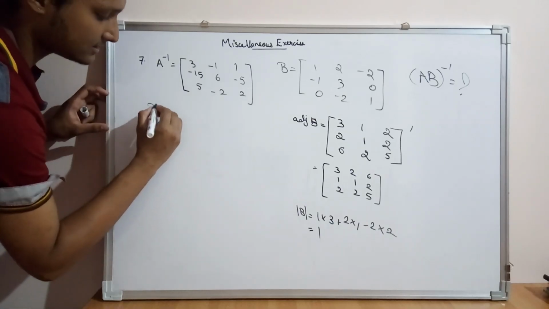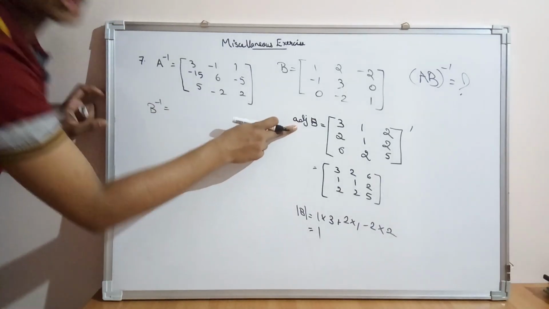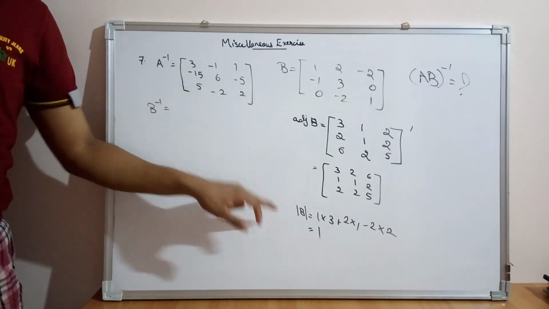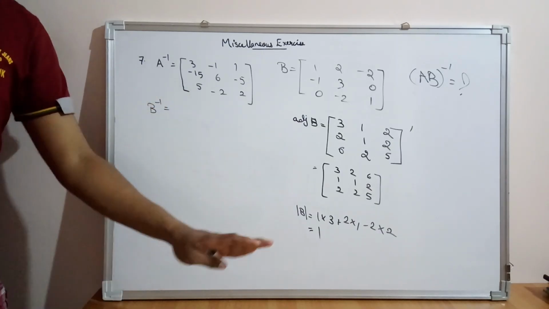So what is B inverse? B inverse is same as adjoint of B because B inverse is adjoint of B divided by det B. Since det B is 1, I can just leave it out.